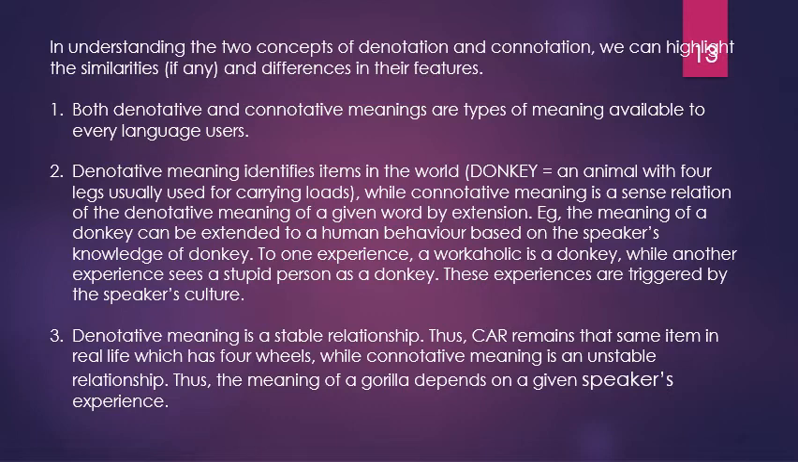That is to say, if a man is referred to as a donkey, he can easily be somebody who is not brilliant, or somebody who is workaholic in nature. So all these kinds of meanings can be found in all other languages. That is number 2. Number 3, we can talk about the denotative meaning as a stable relationship.